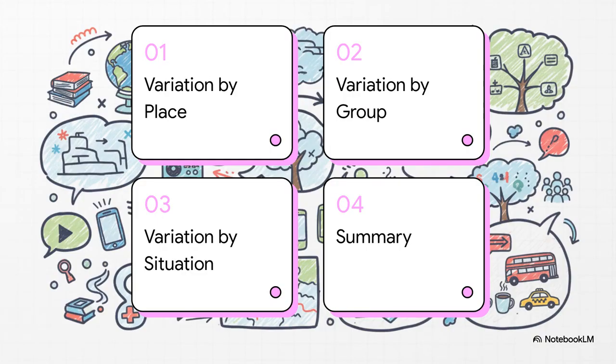Okay, so here's our game plan. We'll start with variation by place. That gives us dialects. Then we'll move to variation by group, which covers jargon and slang. And finally, we'll look at variation by situation, which is all about style. Then we'll tie it all together with a quick summary to make sure you've got it down.